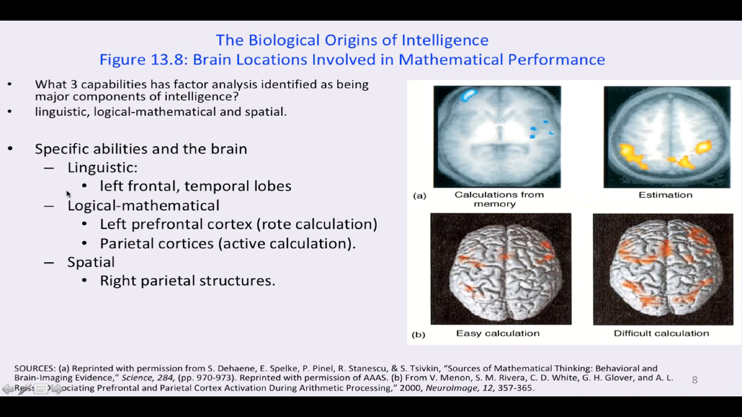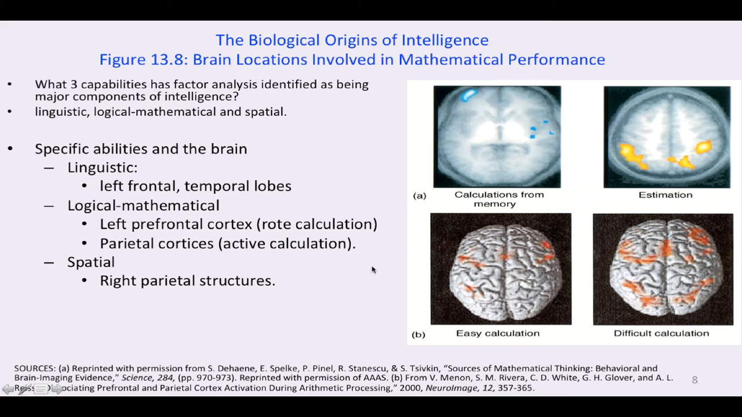Logical mathematical abilities use different parts of the brain. Generally, the prefrontal and the parietal cortices come up a lot. Left prefrontal is more involved in rote calculation. So if you have to figure out what is 6 times 7, and remember that's 42, that's a rote calculation. You're just retrieving that from memory, and that's going to use more of the left prefrontal cortex.